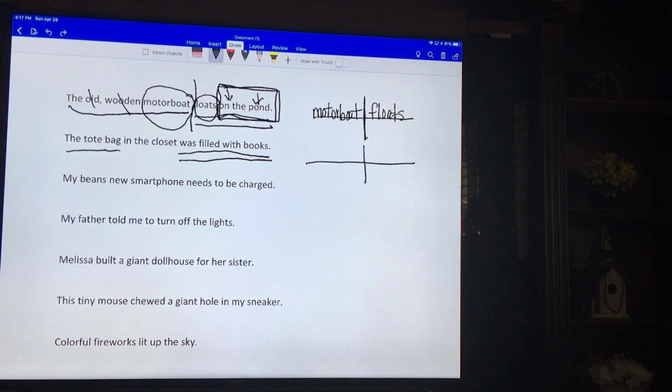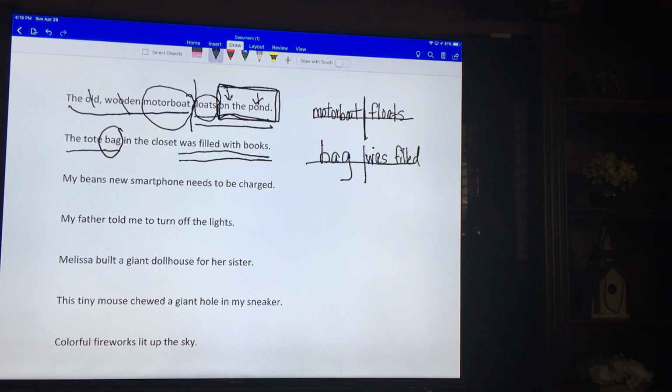So the simple subject, the tote wasn't filled. The tote isn't a noun. The bag is what we're talking about. So the bag is your simple subject. It's a noun. What about the bag? Well, it's different here because it's not just one word, it's two words. It was filled. Helping verb, was filled. Not a linking verb, it's a helping verb.